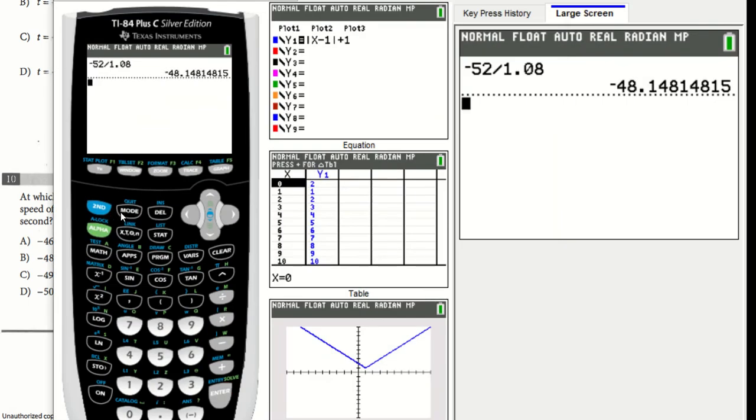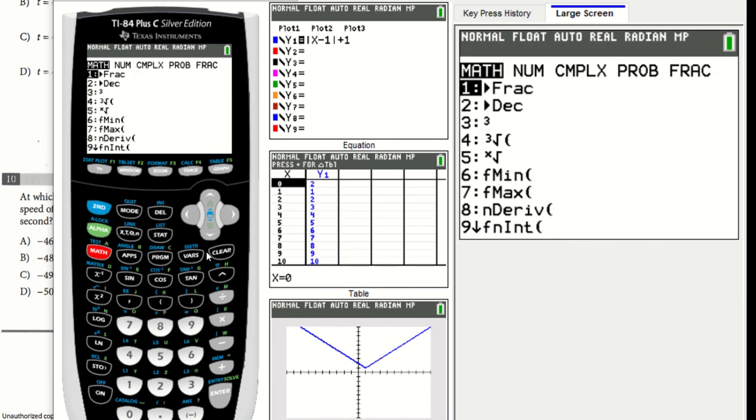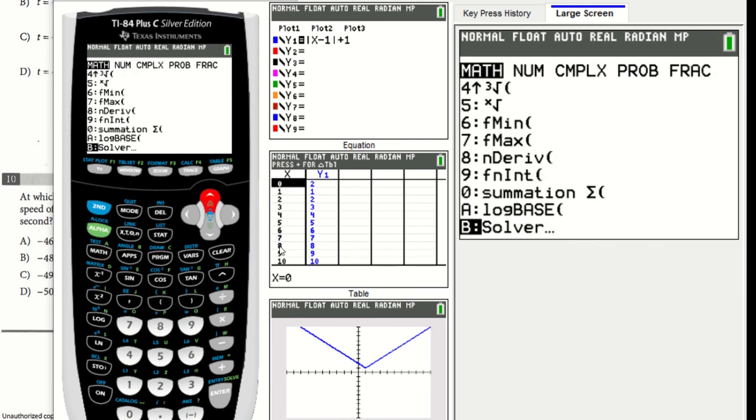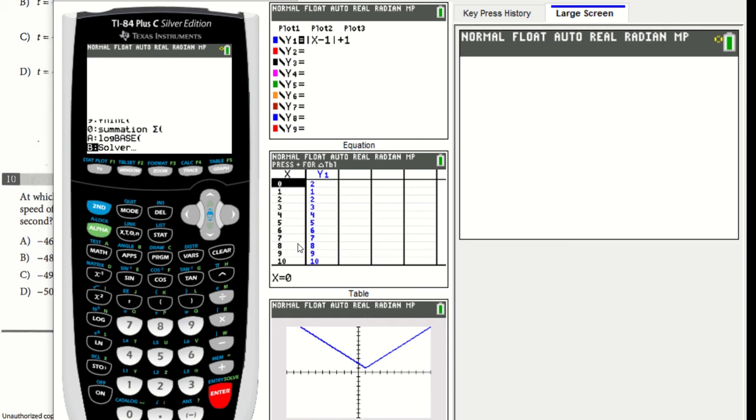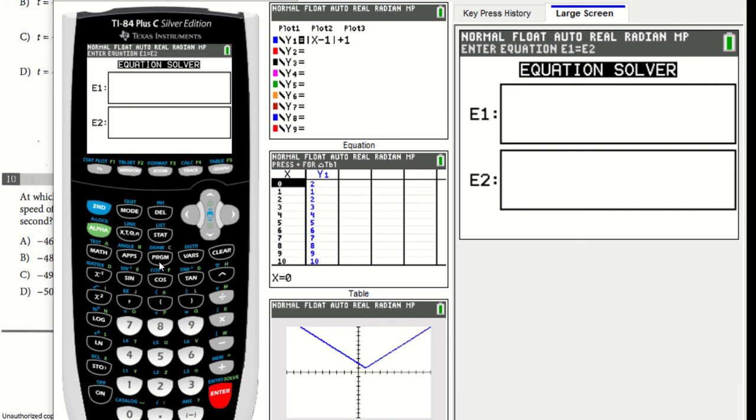So the way to use a solver is to go to math, and then you're going to scroll up and you see there's an option for solver. So we're going to hit enter. And how the solver works is you're given two equations and you're looking for the value of your unknown.